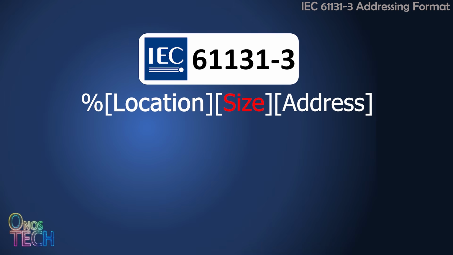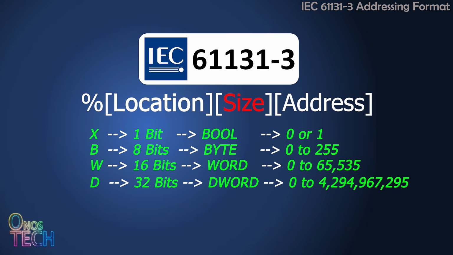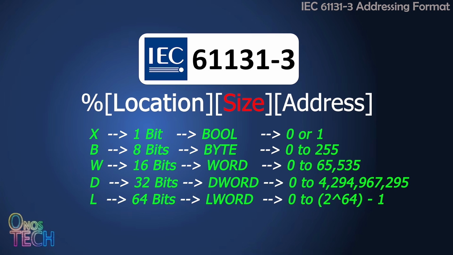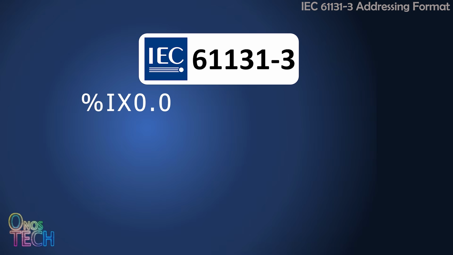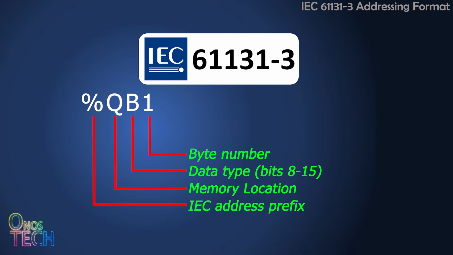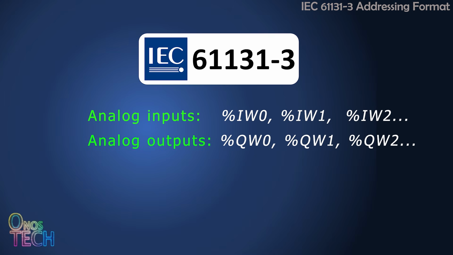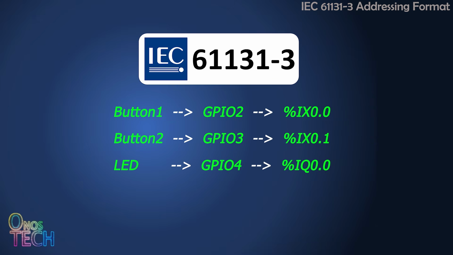The data type or size can be X for digital input, output, or internal memory bit, B for byte, W for word or integer, D for double word or double integer, and L for long word or long integer. Thus, a digital input address is represented as shown, an output byte as, a memory word as. The same goes for the double word and long word. In OpenPLC, analog inputs and outputs are typically represented using word addresses. So for today's example, our PLC inputs and output will be mapped as shown.